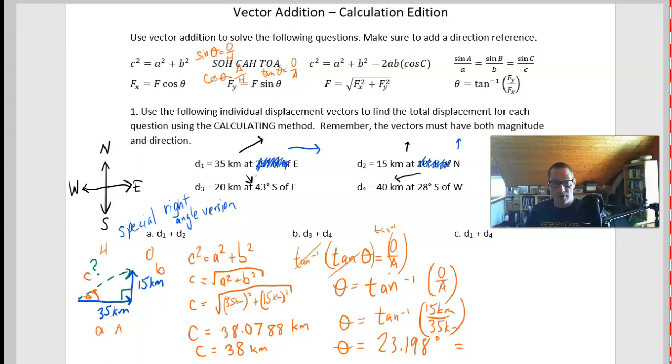Now, you've got to think, is that reasonable? Yeah, I think it's reasonable. If this was long, that was a little bit shorter. It should be less than 45 degrees. And we're going to round this to 2 significant digits, like that. And that's a degree sign, not another 0. All right.